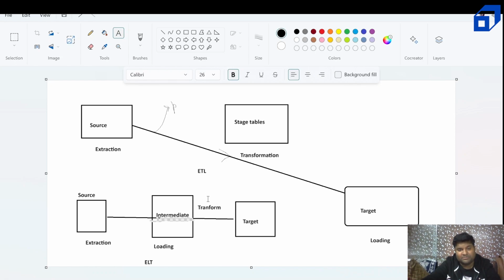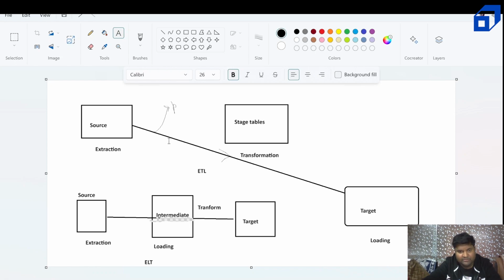Transformation is a very costly process, right? It takes compute. So I can pull all the data, and depending upon the business requirement, I can transform it and load it in the target. This process is called extraction, loading and transform. This process is known as the ELT process.